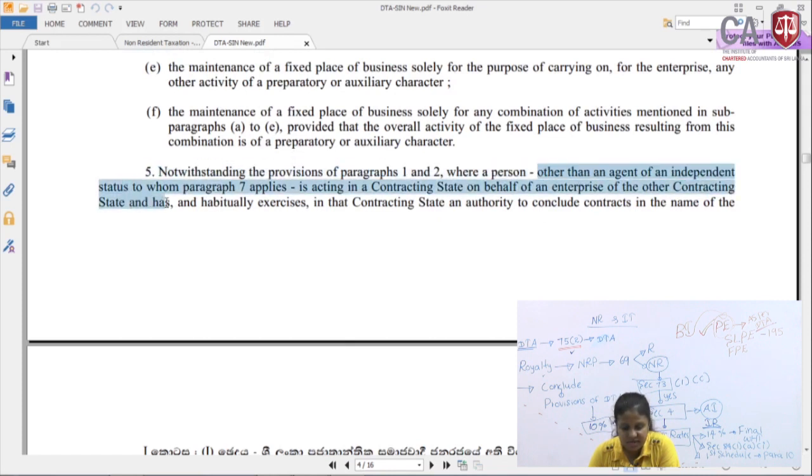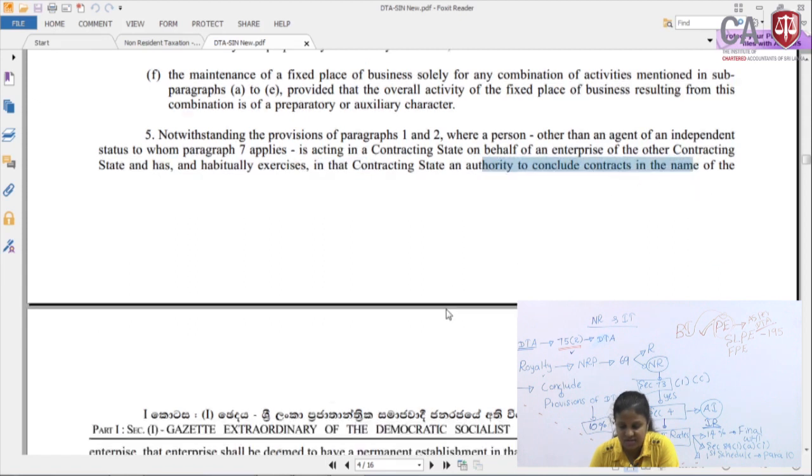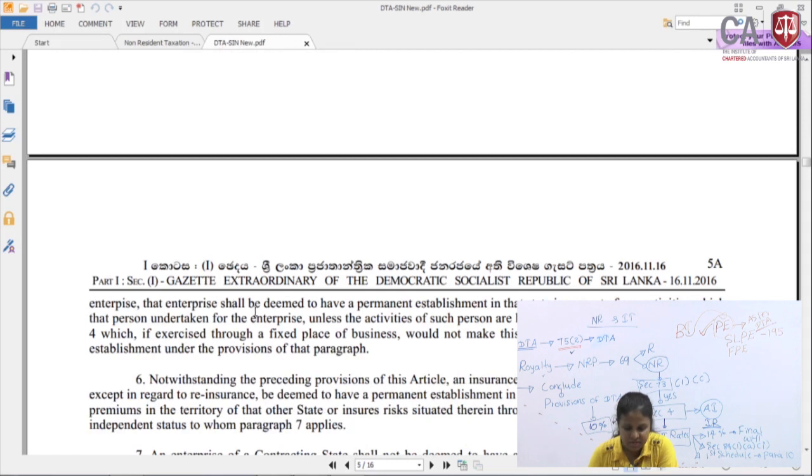where a person other than an agent of an independent status to whom paragraph 7 applies is active in a contracting state on behalf of an enterprise of the other contracting state and has habitually exercised in that contracting state an authority to conclude contracts in the name of the enterprise, then that enterprise shall be deemed to have a permanent establishment in that state. See, what is this talking about? Other than the independent agent, if there is a dependent agent on behalf of this enterprise, due to that dependent agent, this enterprise is then deemed to have a permanent establishment.